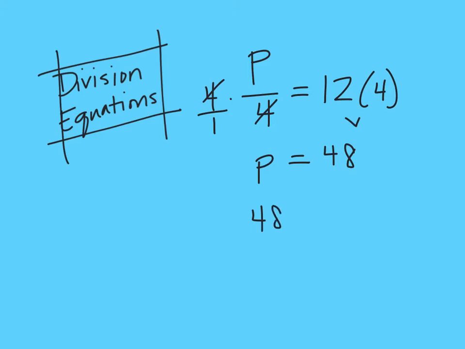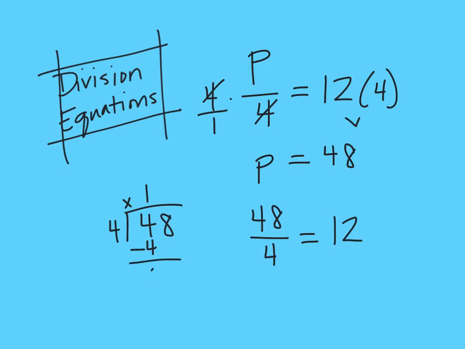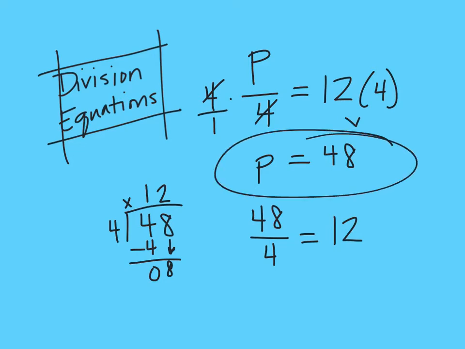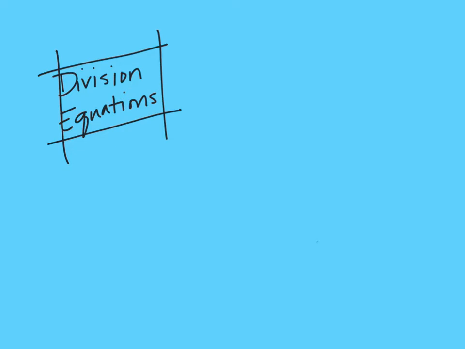Now if we put it back into our solution of 48 divided by 4 equals 12, let's work this out. 48 divided by 4. 4 goes into 4 one time. And 4 times 1 is 4, which will equal 0. Bring down the 8. And 4 goes into 8 2 times. Therefore, it's 12. So our solution of p equals 48 is correct.